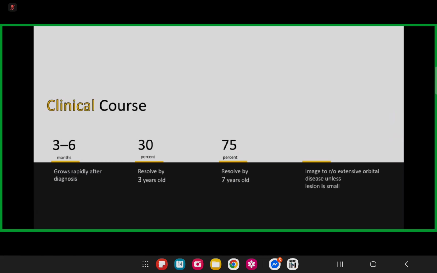So continuous monitoring is done and imaging is requested to rule out extensive orbital disease until the lesion becomes small. So it's very good today that we have technology such as our phones, so we can keep on tracking. We can keep on taking pictures and tracking the size of our capillary hemangioma or even different lesions.